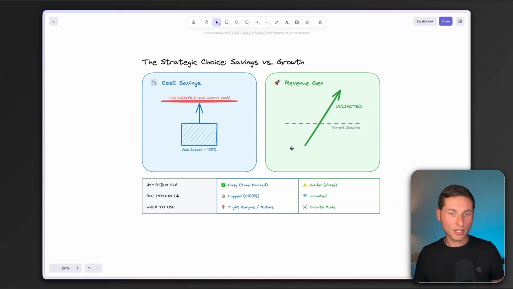As I said before, the ROI potential is capped for the cost savings ones, but theoretically unlimited for the revenue generation. And you should use the cost saving ones, for example, in businesses where there are tight margins or the business is more mature and you want to refine and optimize processes. However, the revenue generation one you might want to use when your business is in strong growth mode and you are investing in initiatives that are supposed to scale up and support this growth.